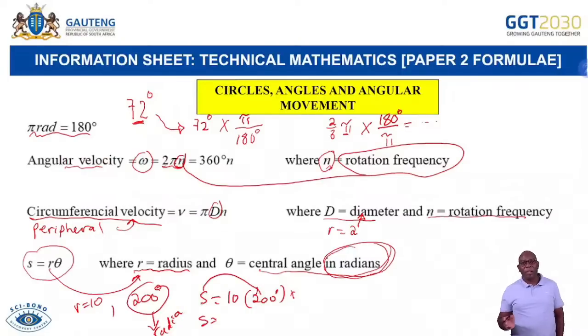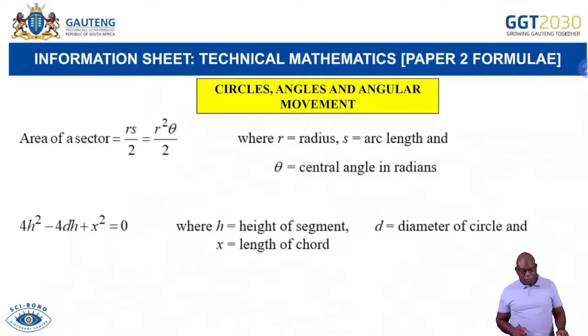I know that some learners substitute with 200 and at the end they change it to radians. But why don't you change it first and then put it there? Sometimes the markers might miss it and mark you wrong, because they want that angle to be in radians without checking. So let's do it correctly at first, so that we get those marks.